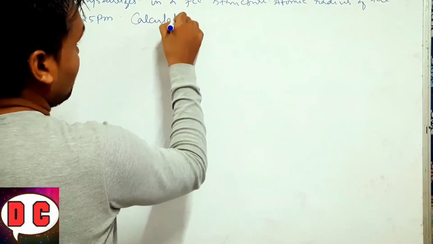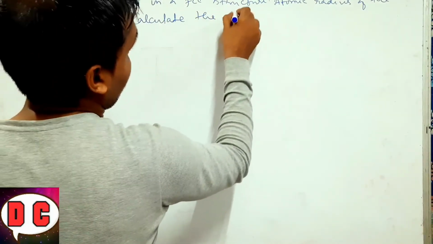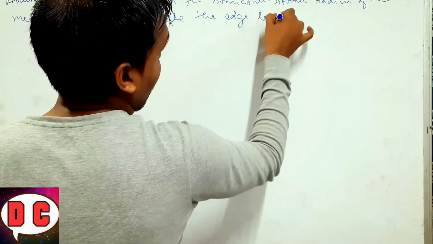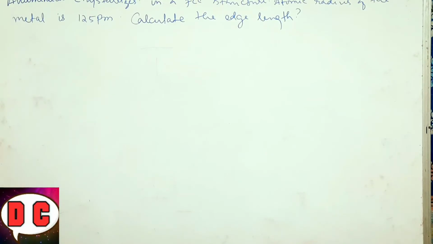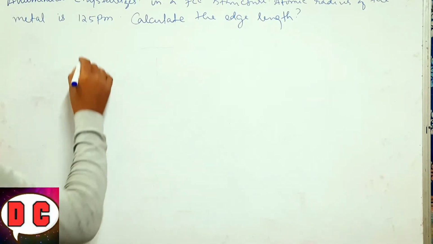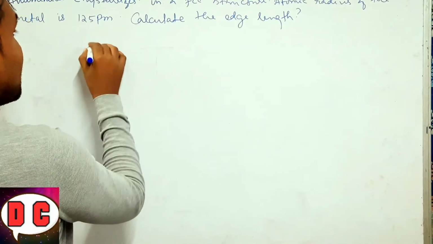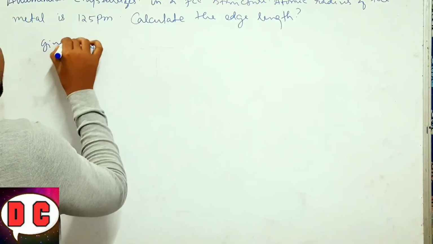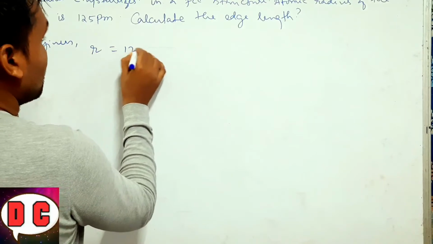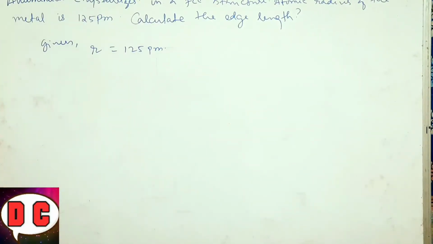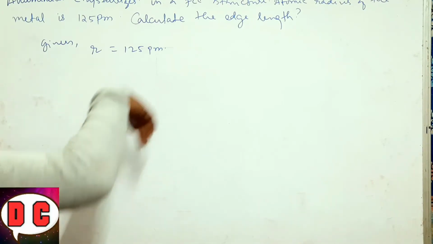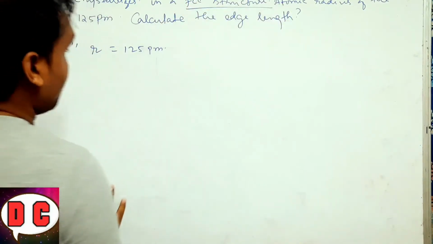They are telling us to find out the edge length of the metal. So what information have they given? The radius, R, equals 125 picometer. Another piece of information they have given is that the structure is FCC.